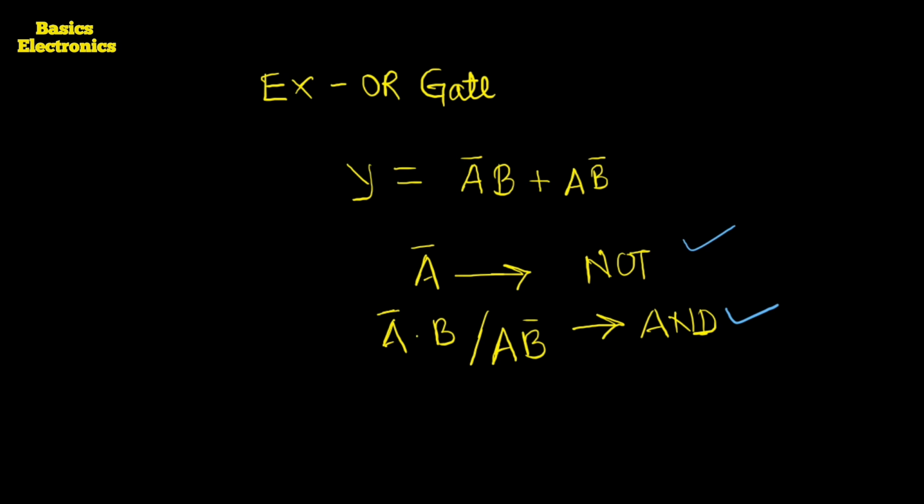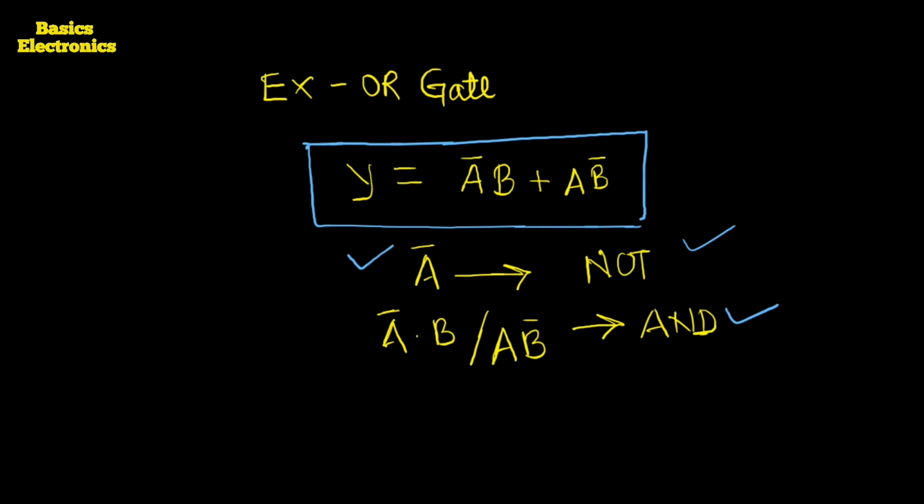And if you look at the plus sign, the equation is Y equals A bar B plus A B bar. For getting the A bar, we use the NOT gate. For A bar B and A B bar, we use the AND gate. And for A bar B plus A B bar, we require to use one more gate. That gate is the OR gate.